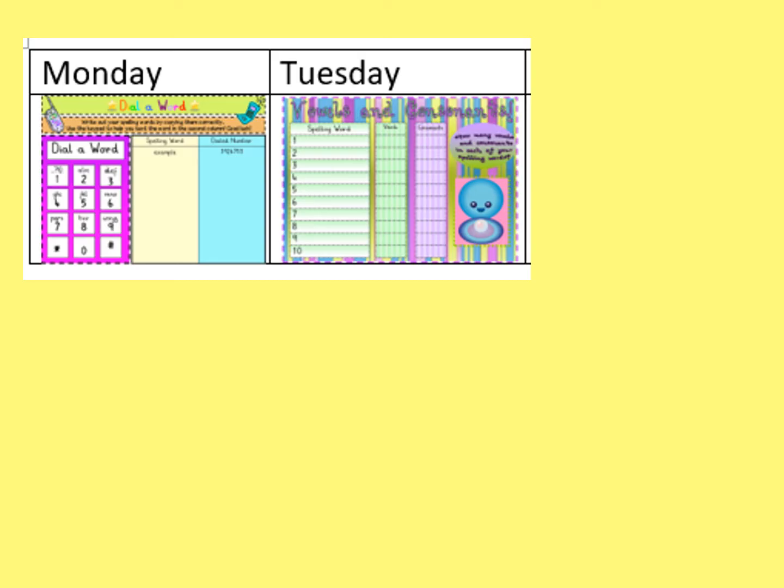Your task today on Monday is to do a dial a word task, where you write your word from your spelling list and each letter goes to a specific number on the telephone screen there. For the rest of the week, you are given other tasks. Your one on Tuesday is to write the word from your spelling list in the box and write down how many vowels and how many consonants are in that particular word. Remember the 5 vowels, A, E, I, O, and U. All the other letters in the alphabet are what we call consonants.